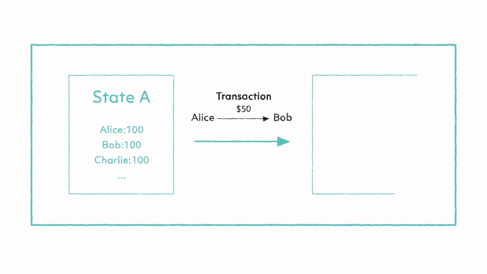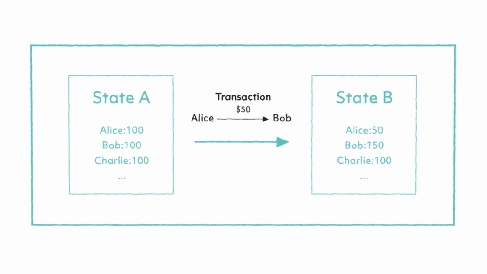So to use a payment example, in the initial state, let's call it state A, Alice, Bob, and Charlie each had $100 in their balance. A transaction then occurs, say Alice pays Bob $50. The new state, called state B, will show that Alice now has $50, Bob $150, and Charlie $100. So in our state machine example, a set of rules govern the transactions that occur within that system.